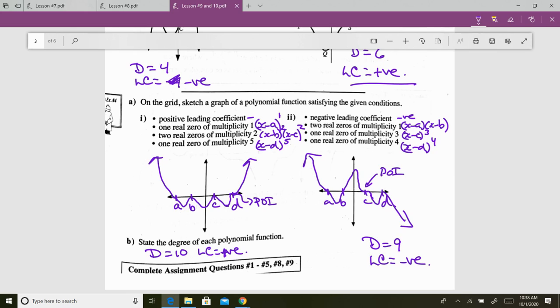Sorry? Is that okay? I would like you to do 3 to 5, please. Number 4, just write the factored form. Don't worry about 4b.